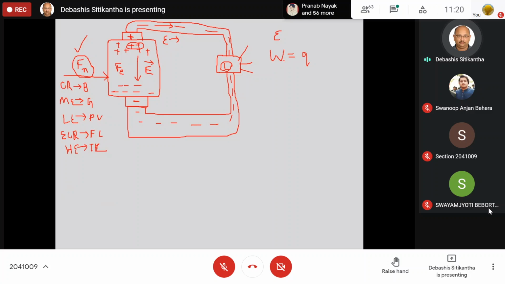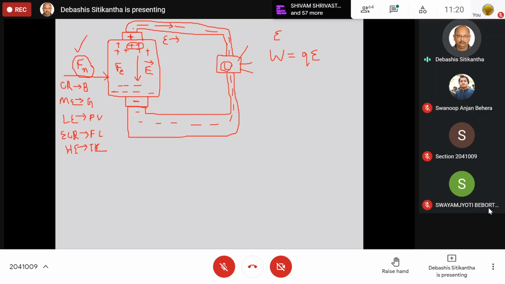or rather over here I can write W is equal to Q, and I will introduce another letter. This is known as your E. But remember this E is not the electric field, it is the EMF, or the EMF that is generated because of this chemical reaction, mechanical energy, light energy in case of different types of EMF source.